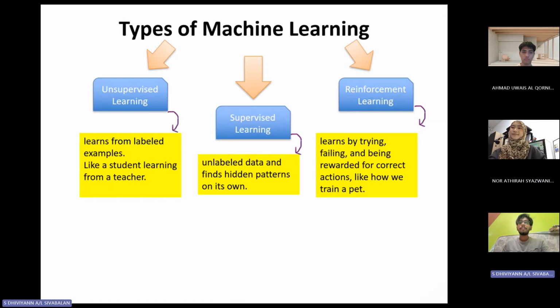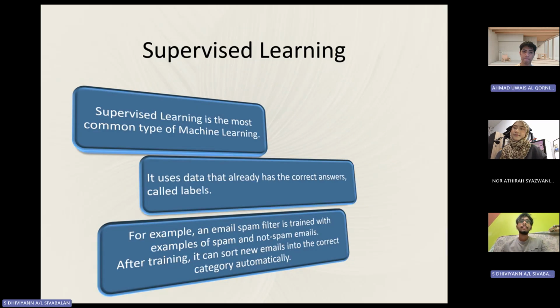Okay, let me take over from here. There are three types of machine learning: unsupervised learning, supervised learning, and reinforcement learning. First, supervised learning. It is the most common type of machine learning, and it uses data that already has the correct answers, called labels. So it scans through all the labels and then groups them accordingly, for example, an email spam filter, which is trained this way.